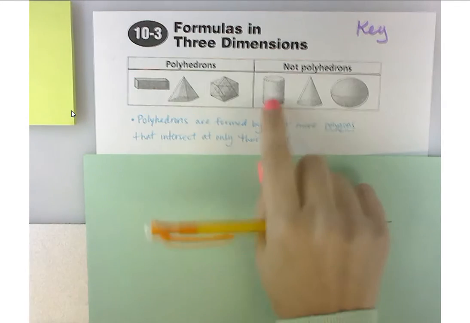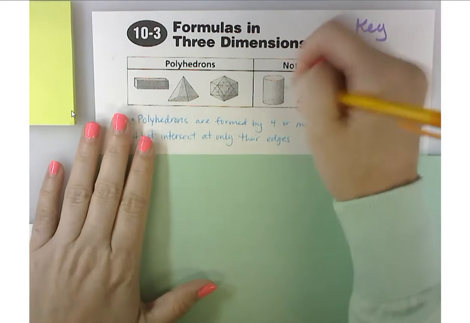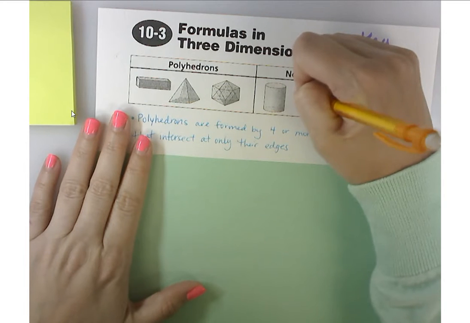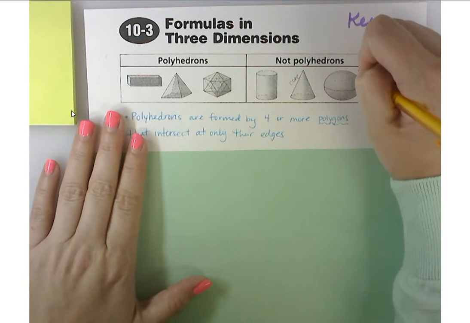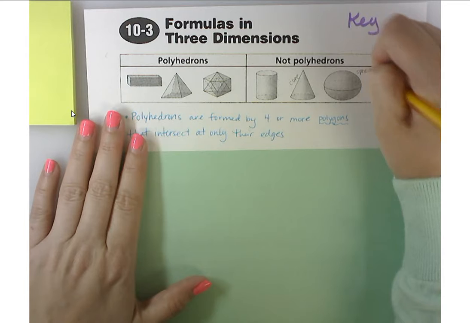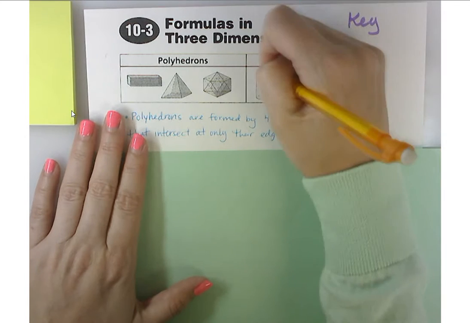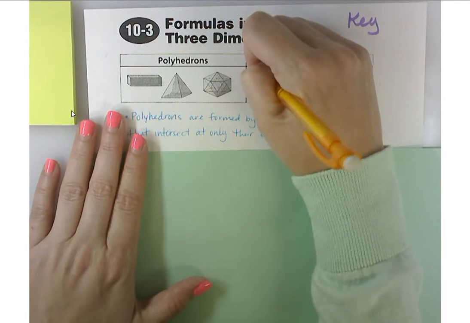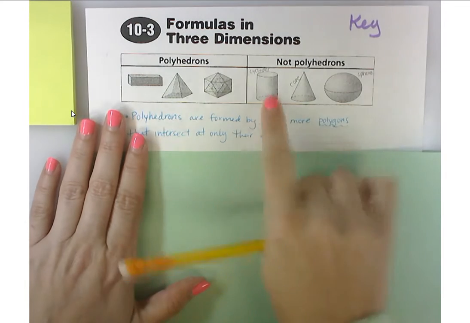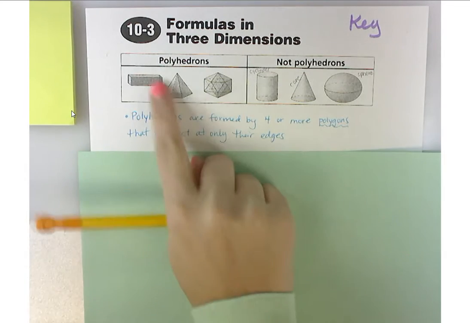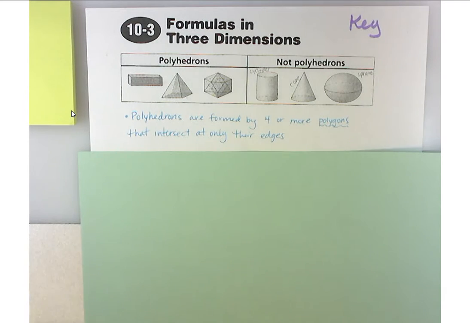Okay, and then these are not polyhedrons. So this is a cylinder, a cone, a sphere. What do you guys notice about the non-polyhedrons? Yes, they have some kind of curve in them. Okay, and then these are going to have sharp sides.